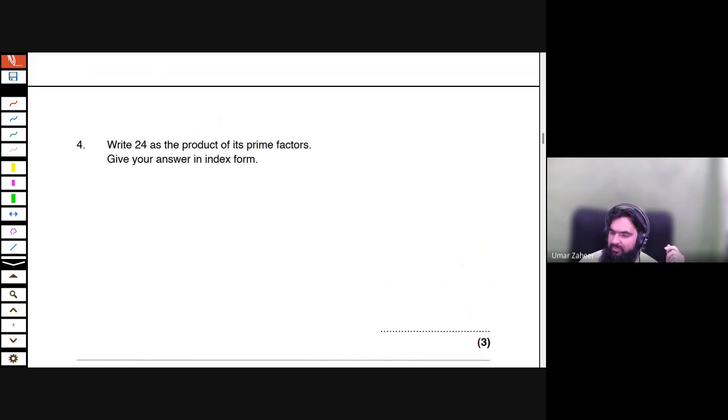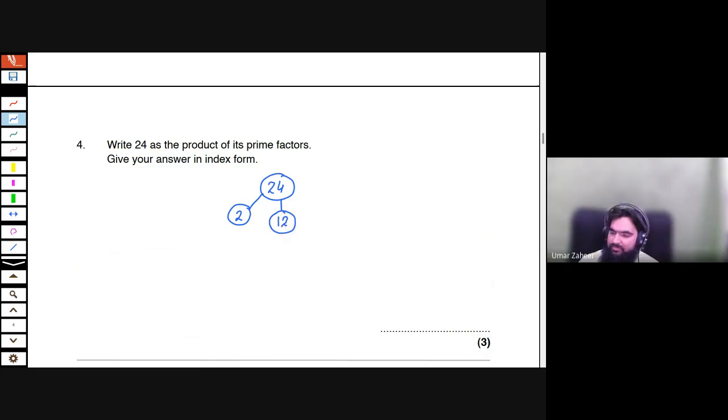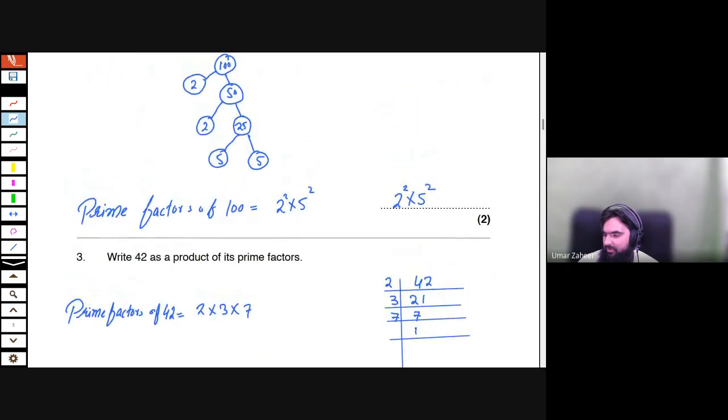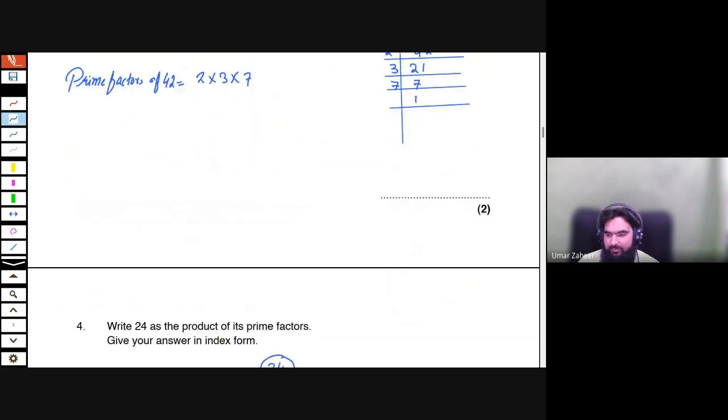All right, next we have write 24 as a product of prime numbers. So let's do it by the T diagram. We have 24. So 24 is divisible by 2. Sir, what do you mean by index form? Index form means in the power form, like this. We are already writing in the power form or index form.